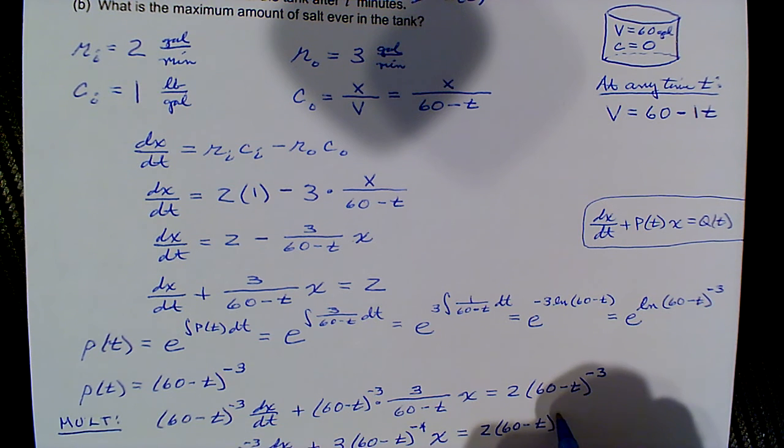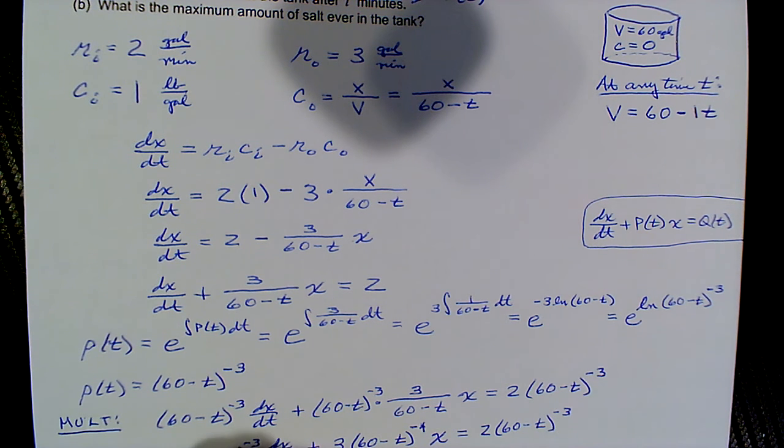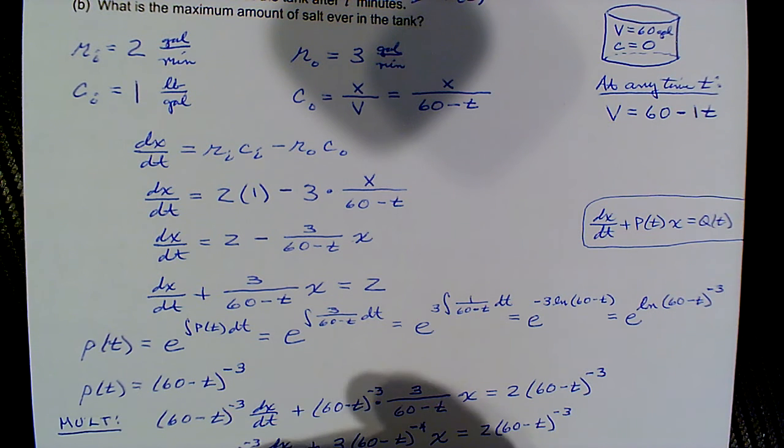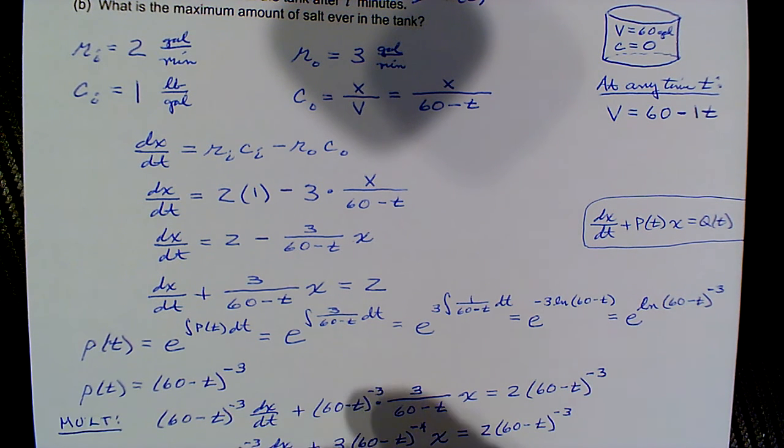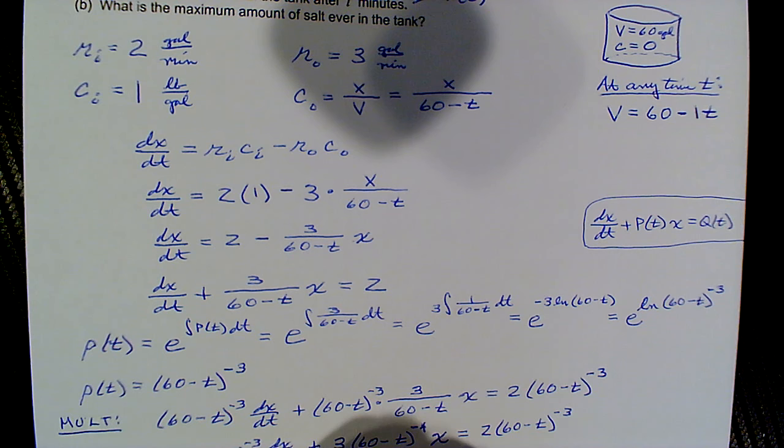and that equals the right hand side. So now the left hand side is the derivative of the product of the integrating factor, 60 minus t as a quantity to the negative 3, times x, and that's going to be equal to the right hand side.